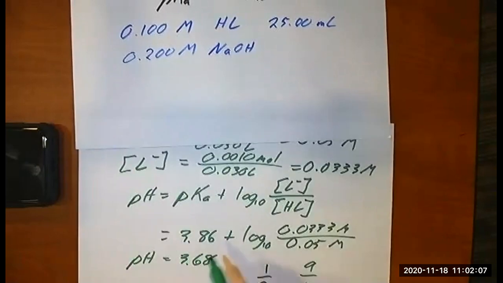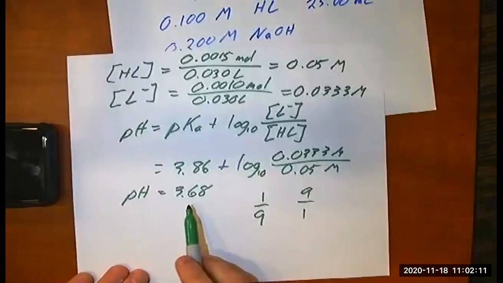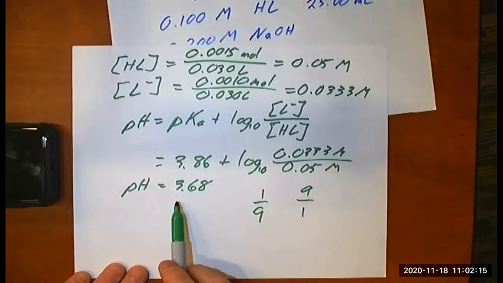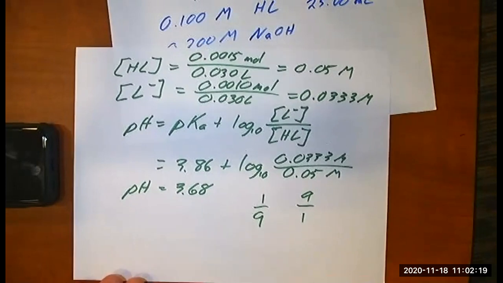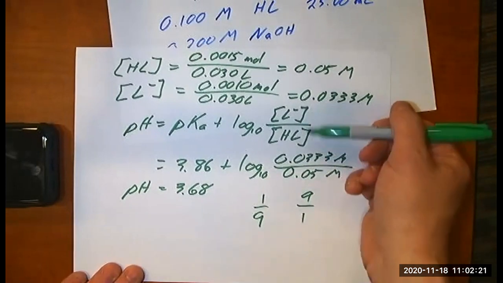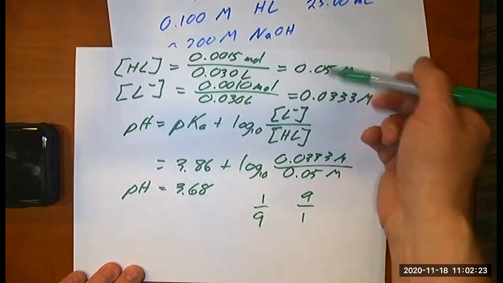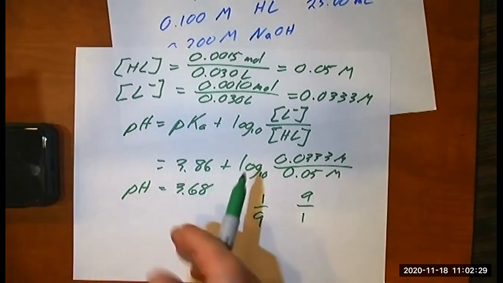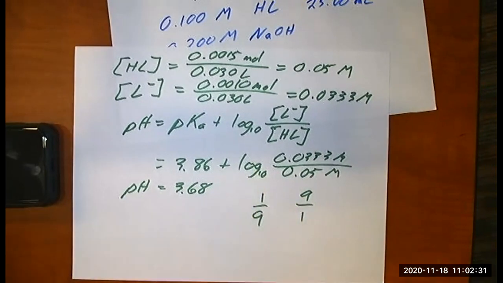All right, so this is what we do now when we are in the buffer region. We use the Henderson-Hasselbalch equation, and we tell we're in the buffer region by doing this analysis to see how close these two are to each other. So we've done 2 points: no added sodium hydroxide and 5 mL of added sodium hydroxide.